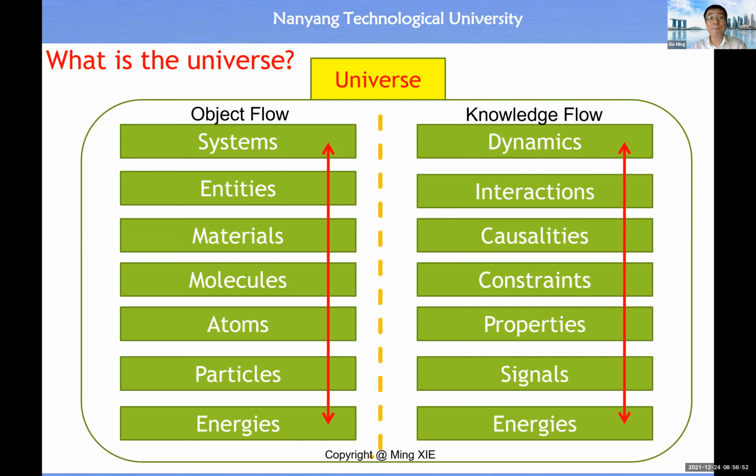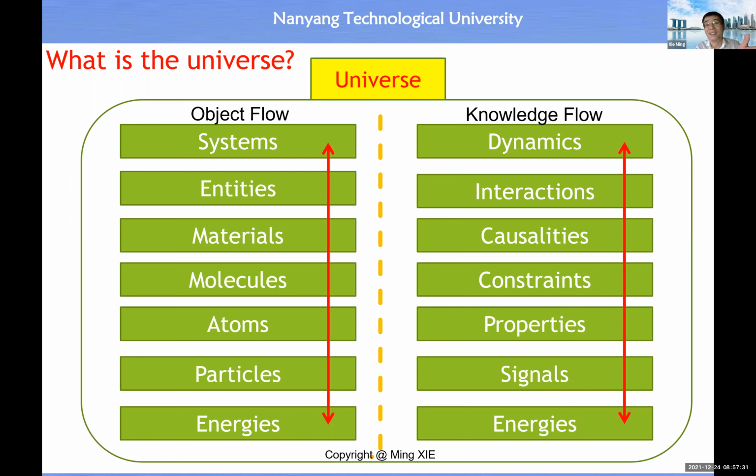So you look at this slide. Now, what is the universe? From an engineering point of view, the universe consists of object flow and knowledge flow. That's it, so simple. On top, we have a system. Inside the system, we have an entity. Inside the entity, we have a material. Inside the material, we have molecules, atoms, particles, then at the lowest level, energy. So you can think big, you can also think small, all the way down to energy.